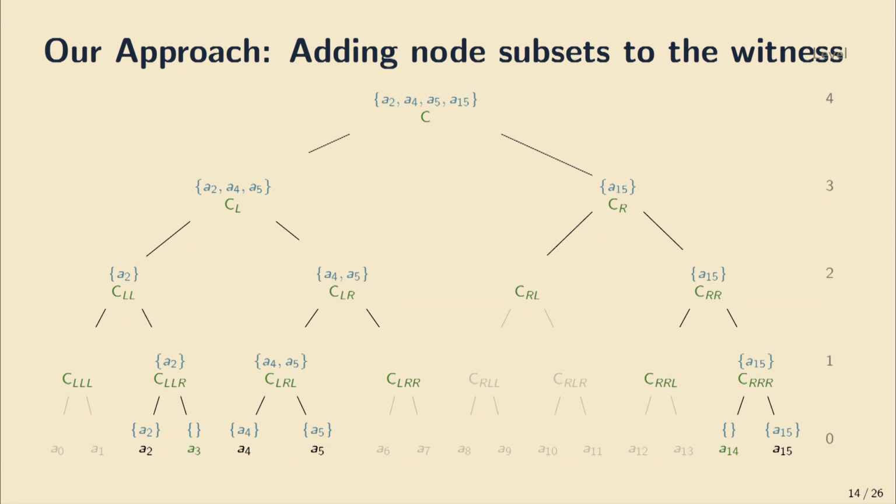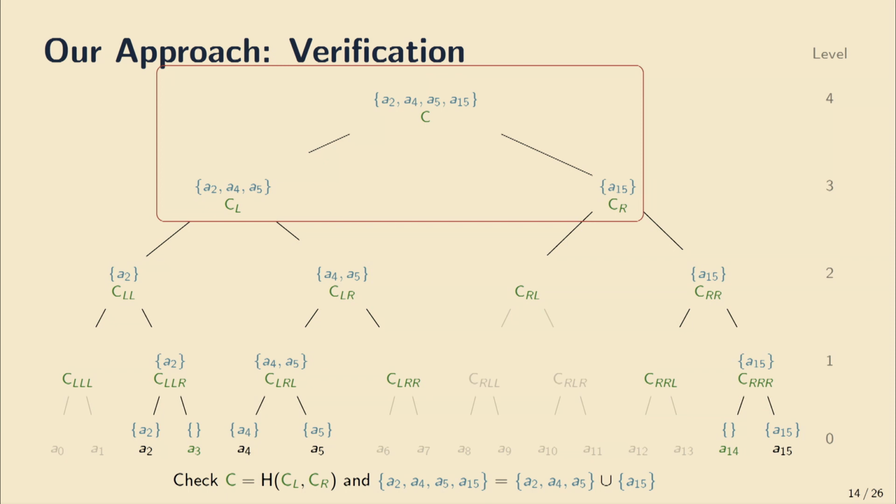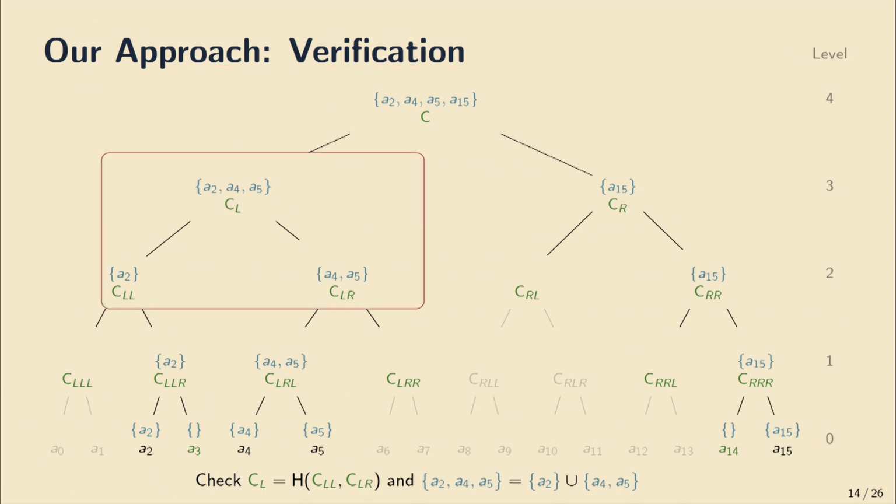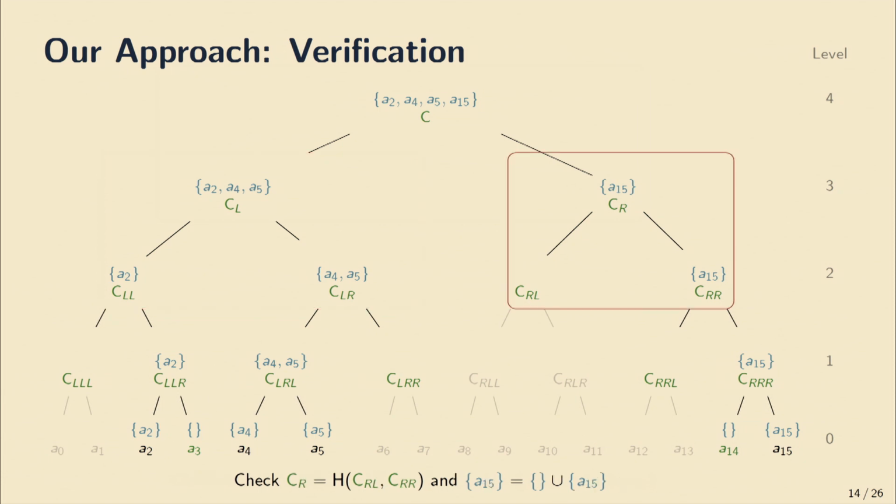So how do we verify it? Well, we start from the root. First of all, we check that C is the hash of CL and CR. Then the next thing we do is check whether the node subset of the root is equal to the union of the node subsets of the children. We continue like this. We check whether the node subset of the left child is equal to the union of the node subsets of its own left child and right child, and we continue this process.